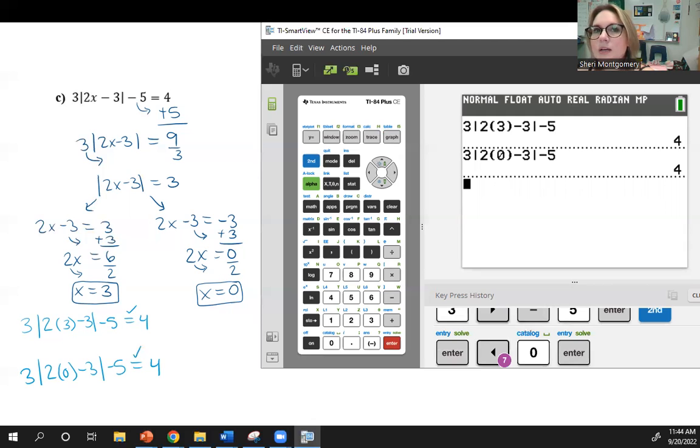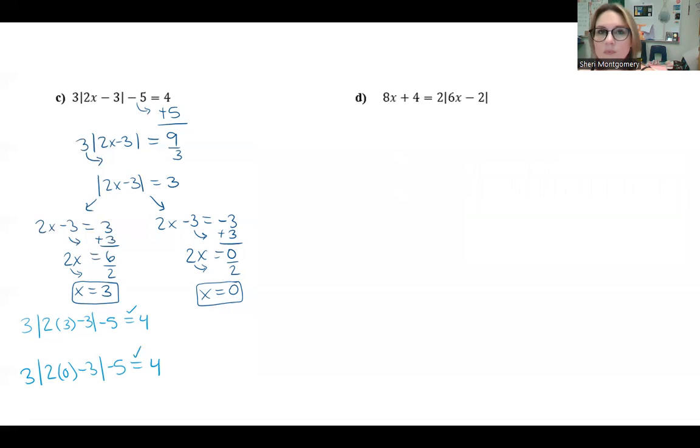All right, the next one. This one has the absolute value on the other side. That's okay. Is the absolute value by itself? No, there is a 2 over there and it's multiplying. So when we bring it over, we have to divide everything by 2. And as I rewrite it, 8 can divide by 2, so can 4. 8 divided by 2 is 4, and 4 divided by 2 is 2.